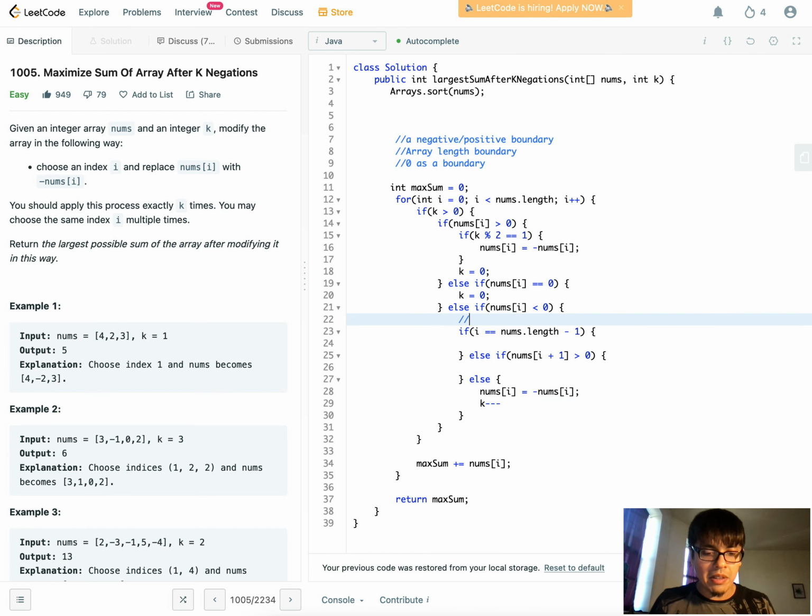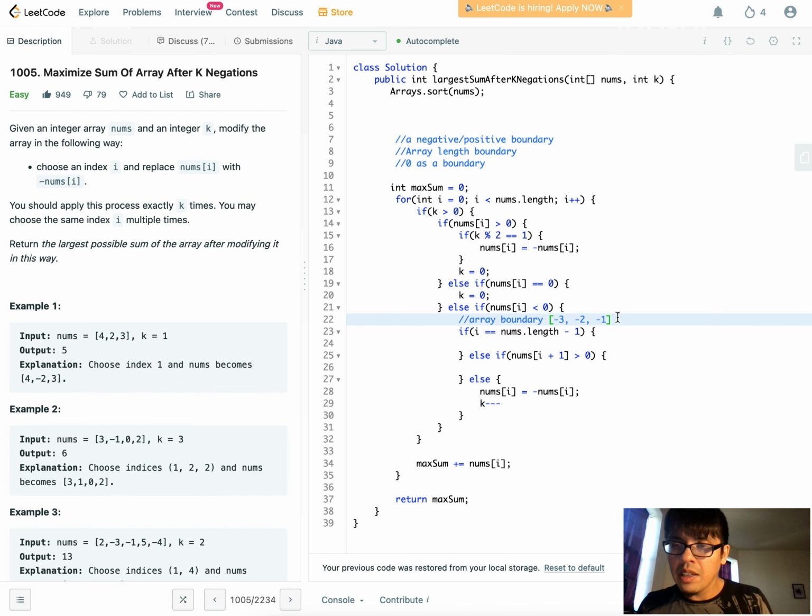If we're in an array boundary, like say we had a run of negative numbers, negative 1, negative 3, negative 2, negative 1. We've gotten all the way to the end of the array, and all we have is negative numbers.